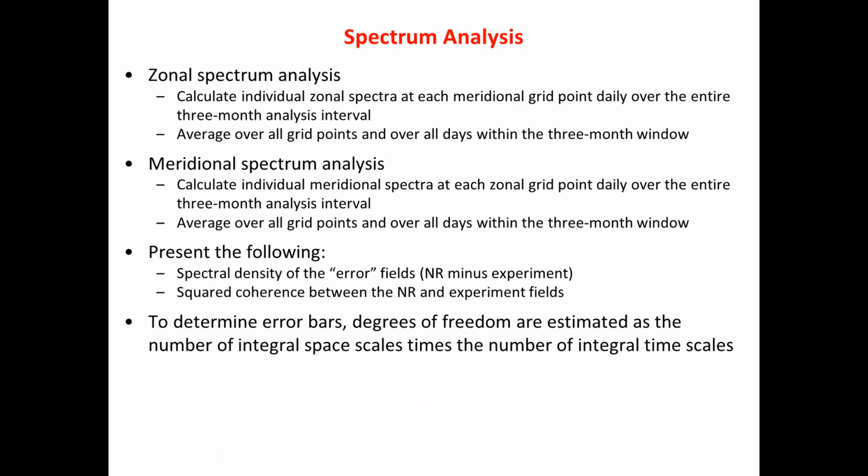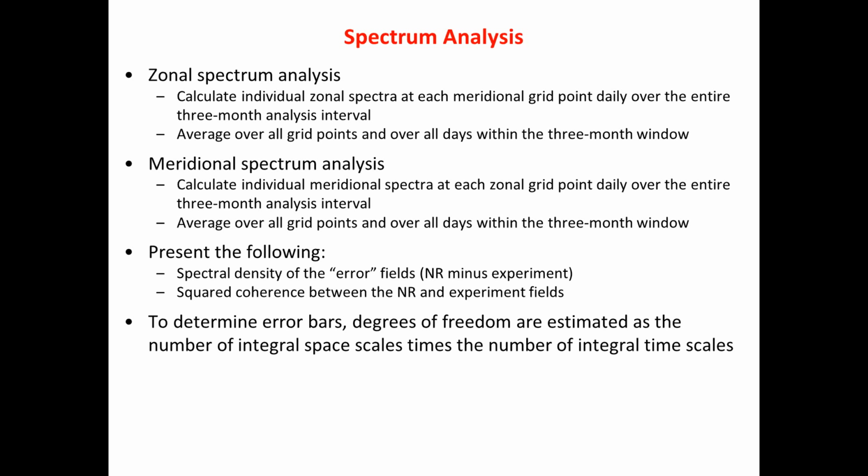The evaluations are conducted from mid-July through mid-October using all experiments, using daily model output. So on each day, individual zonal and meridional spectra are calculated. The zonal spectra are calculated at each meridional grid point, and the meridional spectra are calculated at each zonal grid point, and averaged both zonally and meridionally. Then these are further averaged over all days in the 3-month window. So significant degrees of freedom are achieved by the spatial and temporal averaging, so I don't have to average across wave numbers. We can resolve a very detailed spectral structure looking at this.